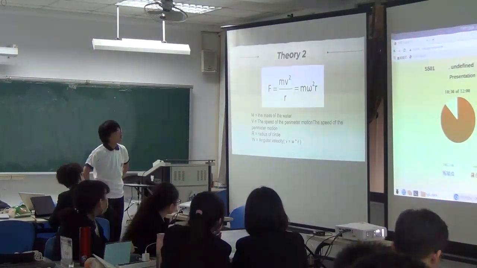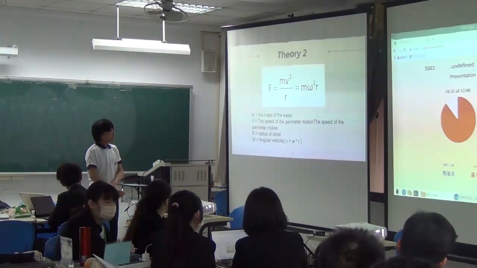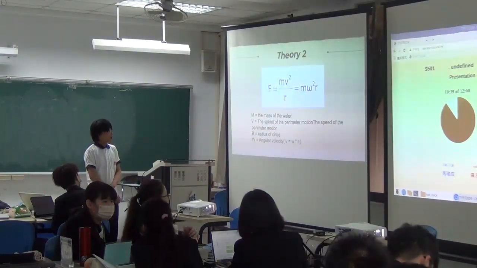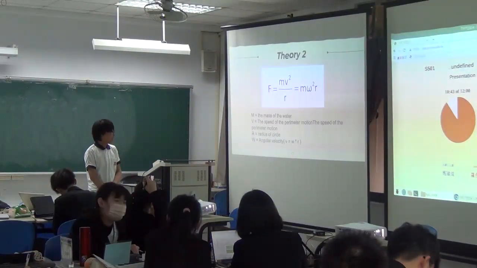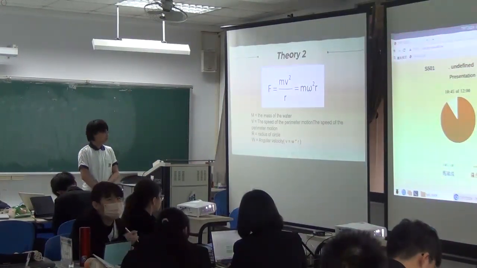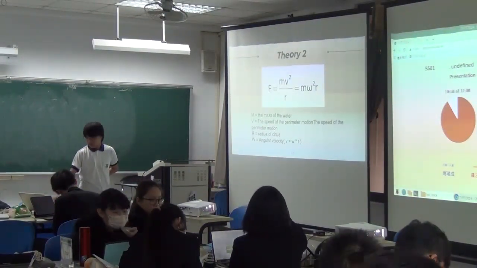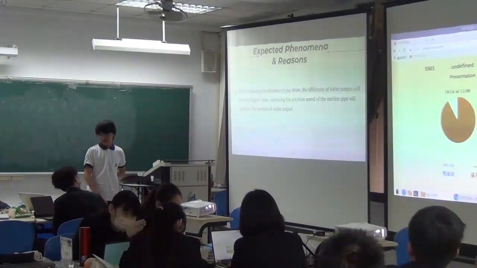And this is our theory 2 formula. So let's talk about m, the mass of the water, and v will be the speed of the perimeter motion, the speed of the perimeter. And r will be the radius of the circle. And ω will be the angular velocity. And the expected phenomena.